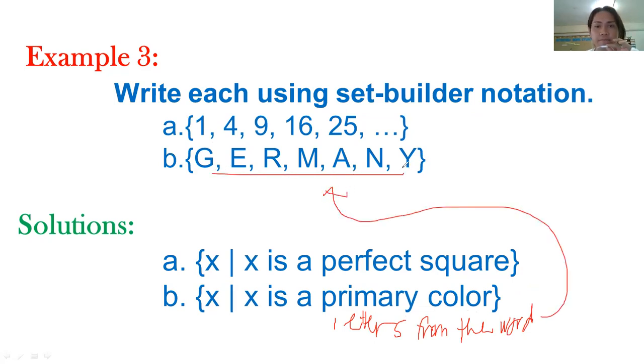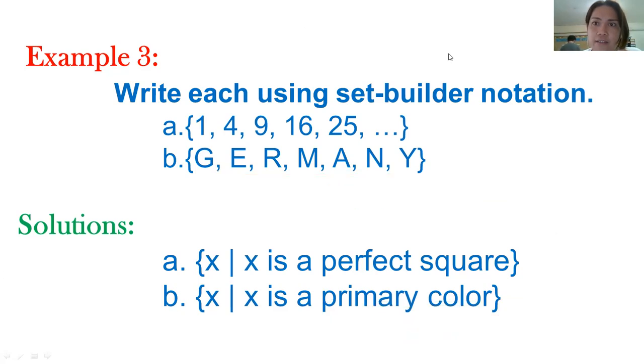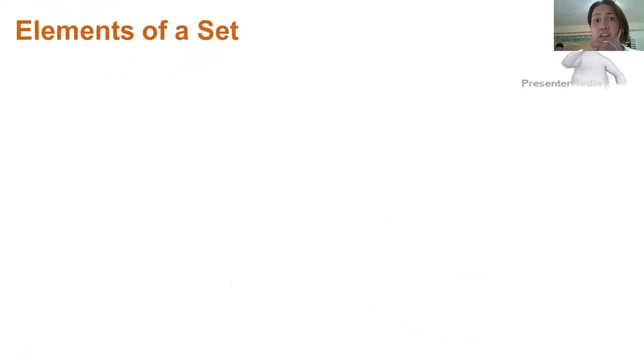Again, I'll repeat. For letter B, in describing the elements of the set using the set builder notation, you can write it as x such that x are letters from the word Germany. I hope you can take note of that. That was a typographical error.